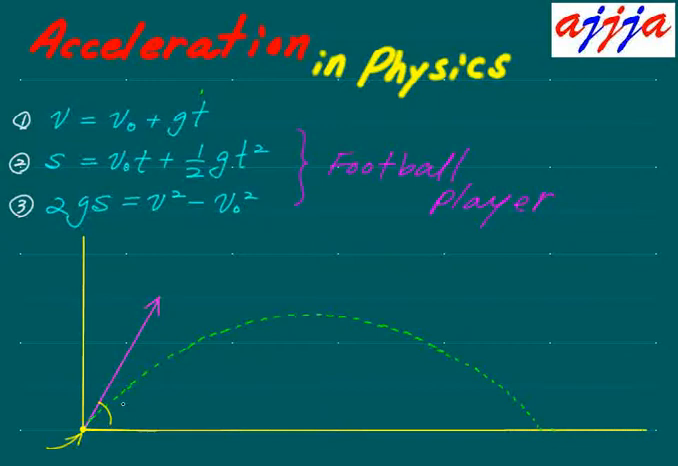Okay, let's say this one was a 60-degree angle from the ground. Okay, 60 degrees, and you kick the ball. So, very powerful. Let's say 49 meters per second velocity, that's the initial velocity, which is v0.